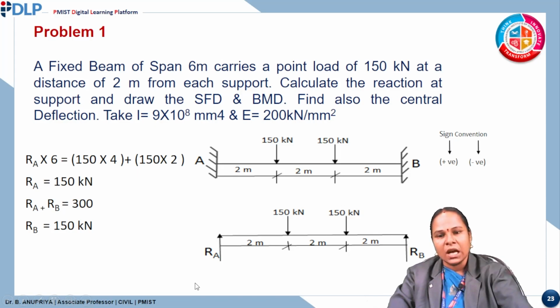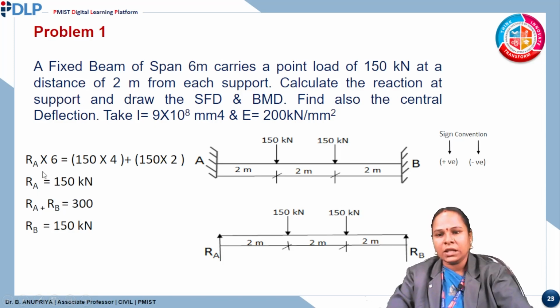Total distance is 6. Upward direction I am taking as positive and downward direction as negative. So minus 150 into the distance, which is 4 meters. So RA into 6 minus 150 into 4. Again another load 150 is there, so minus 150 into 2 is equal to 0. Taking the minus side to the other side, RA into 6 is equal to 150 into 4 plus 150 into 2.